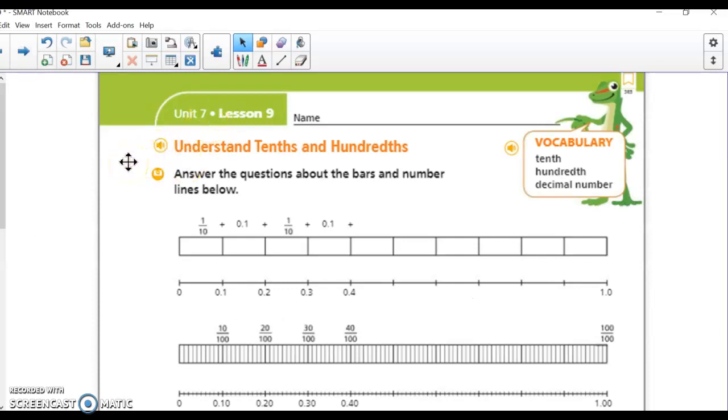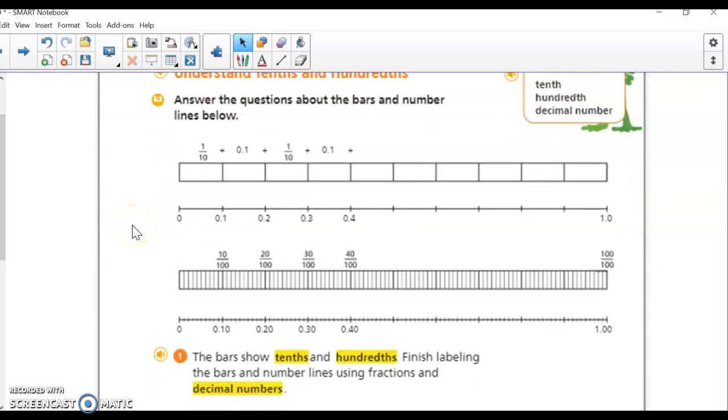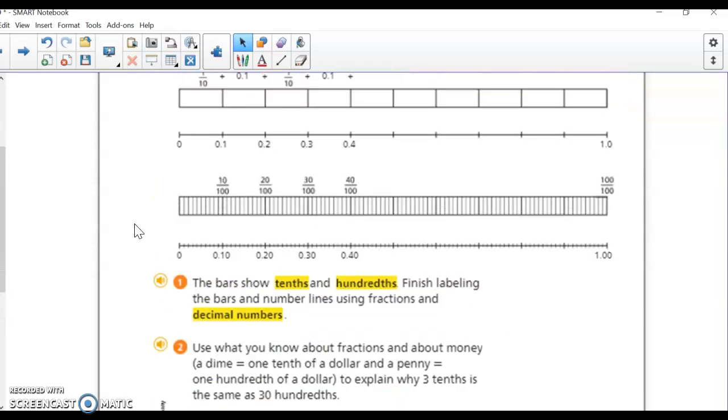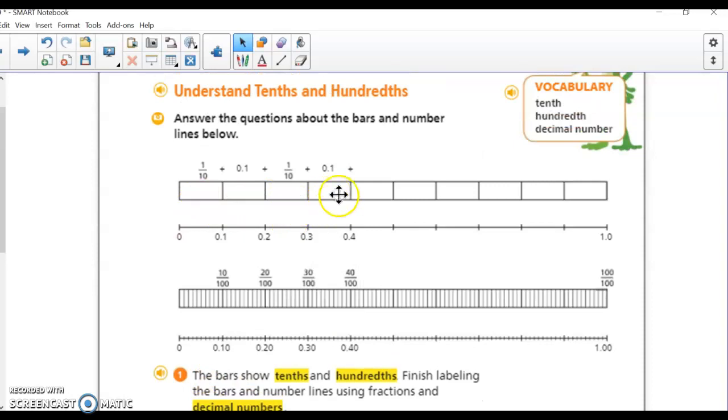All right, so if you open up to page 365, what you're going to see is something similar to what we used when we were just focused on fractions. Okay, and we're going to use these bars and number lines to first label them and fill in the missing parts, and then answer these questions below. Okay, and so what you see here is the pattern. This is like our fraction bar, but we've included decimals now too.